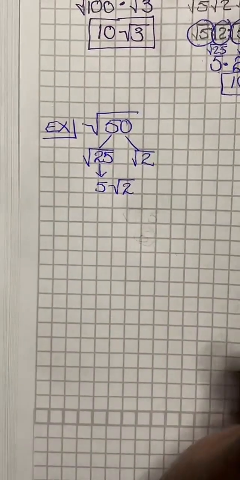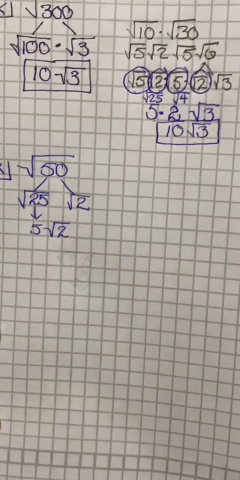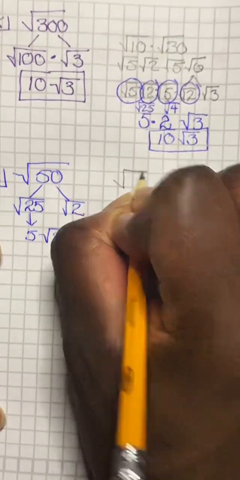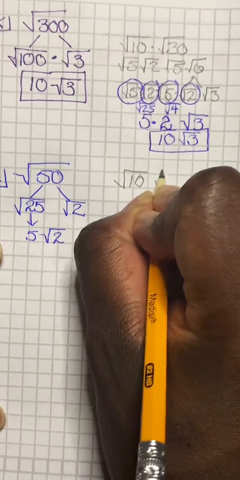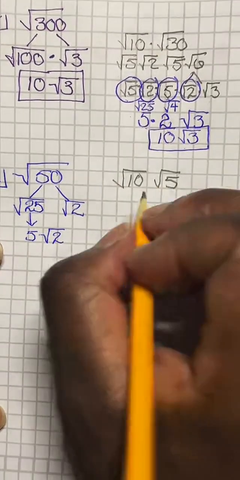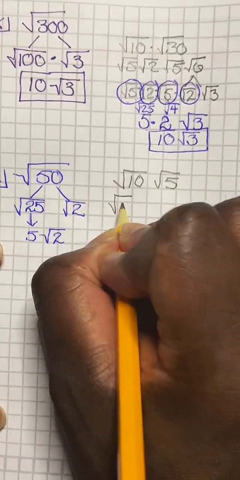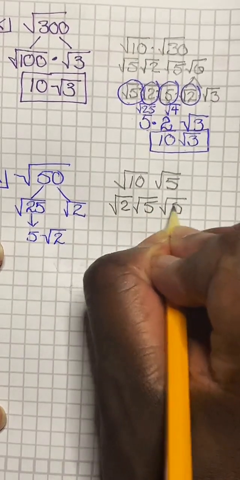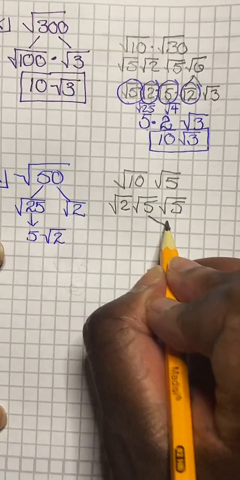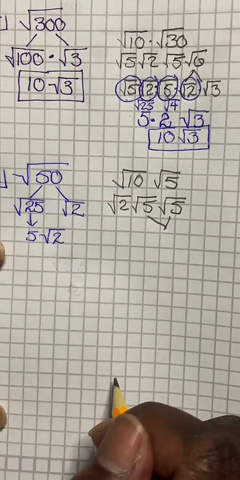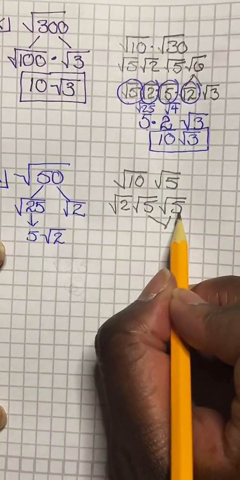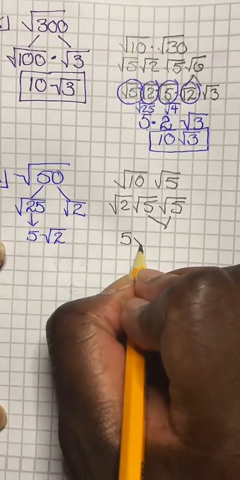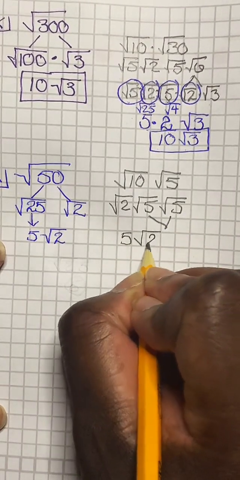All right. Okay. So as I said, you could do 10 and 5. Break down the square root of 10. So that gives me 2 and 5. And I bring down the square root of 5. Then I notice I have 2 square root of 5s. So square root of 5 times square root of 5, that will give me my 5. And then we bring down our square root of 2.